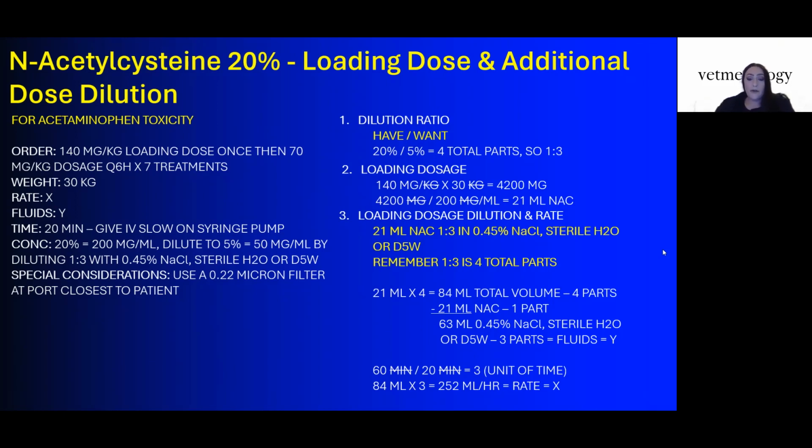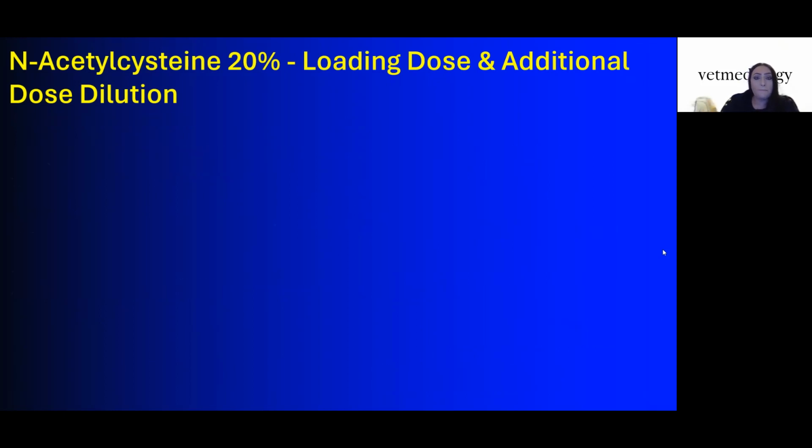Now to figure out our rate, you take 60 minutes divided by 20 minutes, which is 3, which is a unit of time. So 84 mils total volume times 3 gives you a rate of 252 mils an hour to deliver it over.